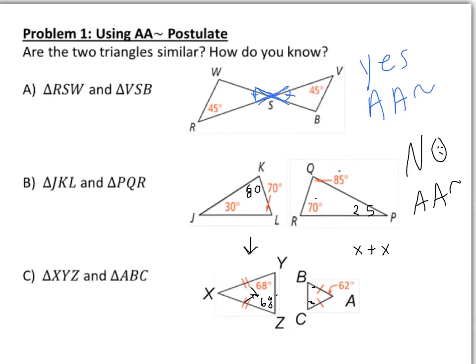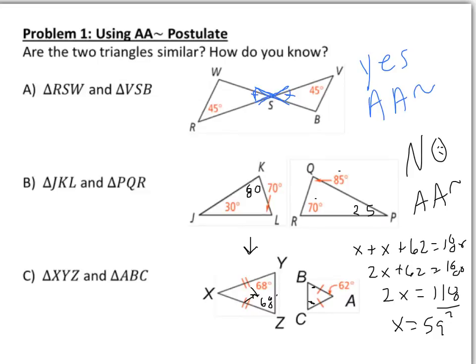plus x plus 62 is going to equal 180. So then I have 2x plus 62 equals 180, subtract 62. I get 2x is equal to 118, divide by 2, x is equal to 59. So again, these are not similar because I do not have an angle similarity. Because both B and C here would be 59 degrees, which is not two angles equal over here.